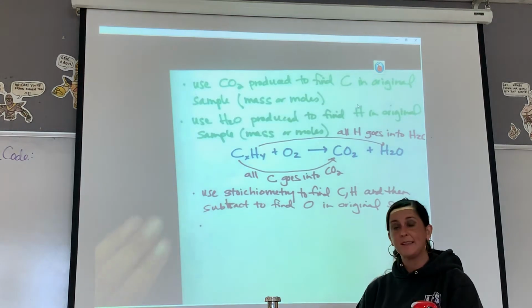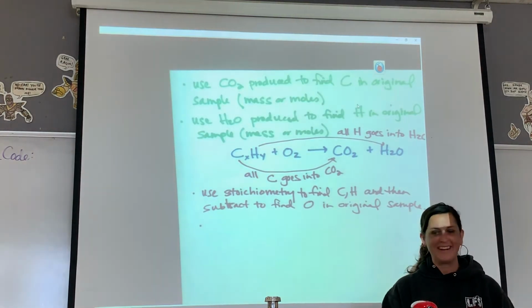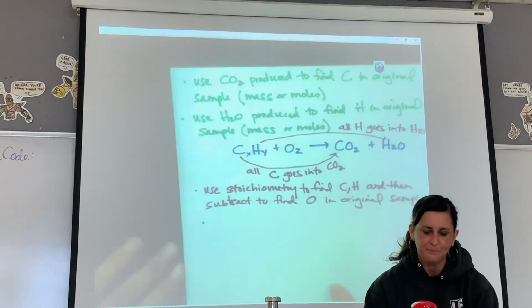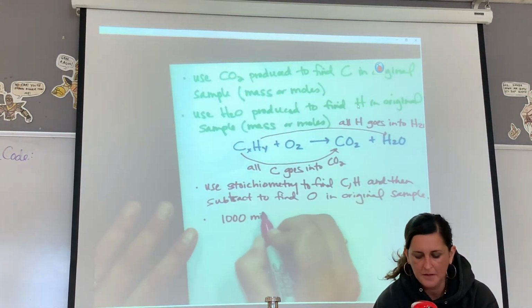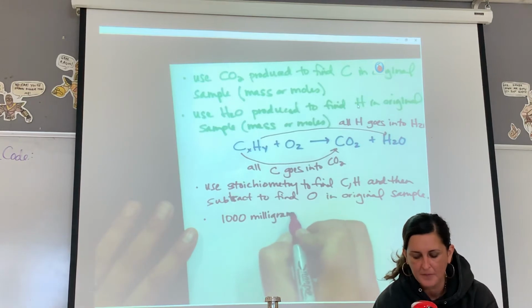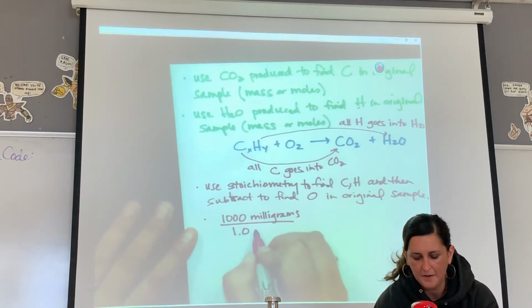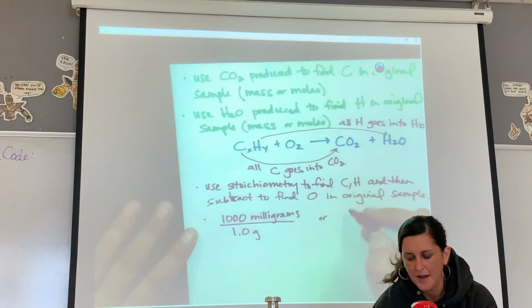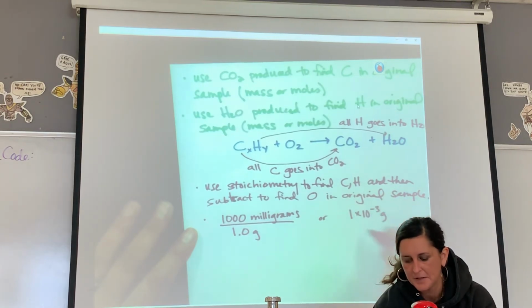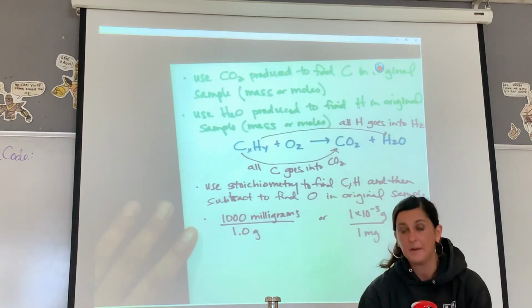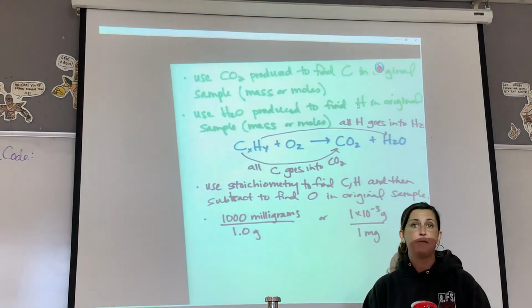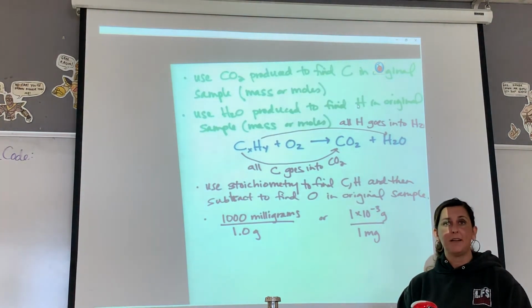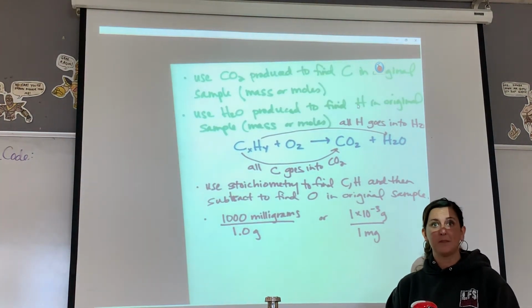The last thing before we take a break and go on to part 2 is that there are 1,000 milligrams in every 1 gram. Or we could write 1 times 10 to the minus 3 grams is 1 milligram. That's something to keep in mind for these calculations, because often the values are given in units of milligrams.